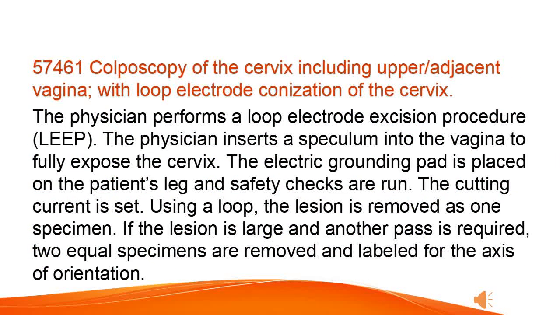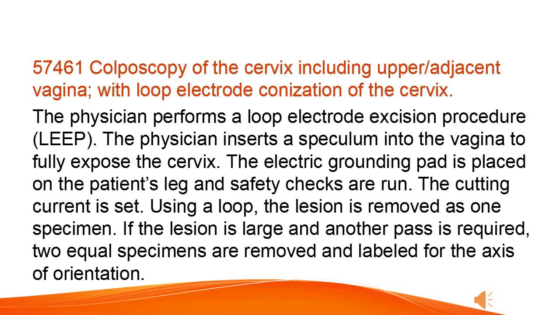Colposcopy of the cervix including upper/adjacent vagina, with loop electrode conization of the cervix. The physician performs a loop electrode excision procedure, LEEP. The physician inserts a speculum into the vagina to fully expose the cervix. The electric grounding pad is placed on the patient's leg and safety checks are run. The cutting current is set. Using a loop, the lesion is removed as one specimen.